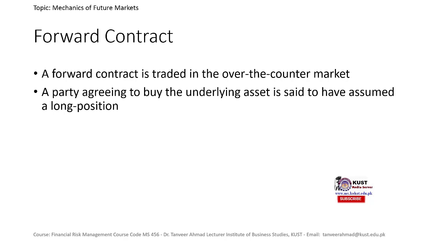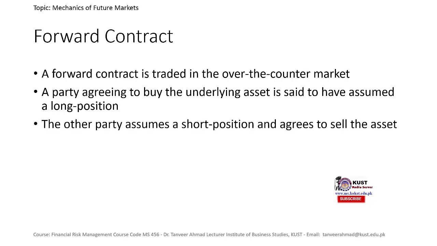One is called long position and the other is called short position. Long position: the party that is buying the asset is said to have a long position. In our previous example, who was buying the asset? PIA, right? So PIA has a long position, and the party that is selling the asset is said to have a short position. In the previous example, PSO was selling the asset. So PSO would have what position?